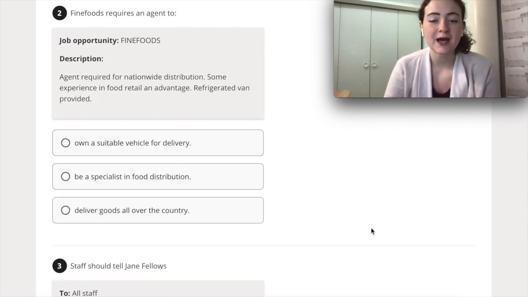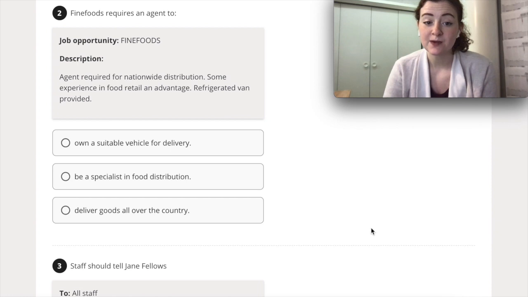Question number 2 has an email that reads, subject, job opportunity, fine foods. Description, agent required for nationwide distribution. Some experience in food retail an advantage. Refrigerated van provided. The question here is, what does Fine Foods require an agent to do? And your options are, own a suitable vehicle for delivery, be a specialist in food distribution, or to deliver goods all over the country.